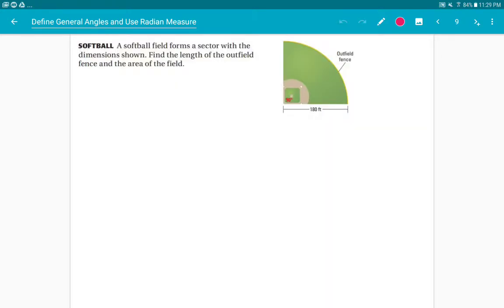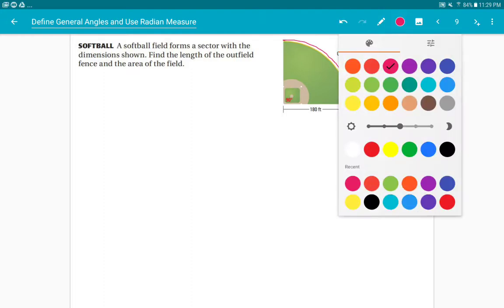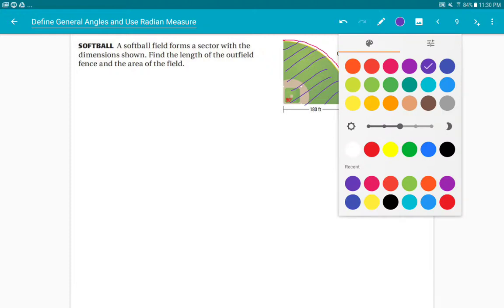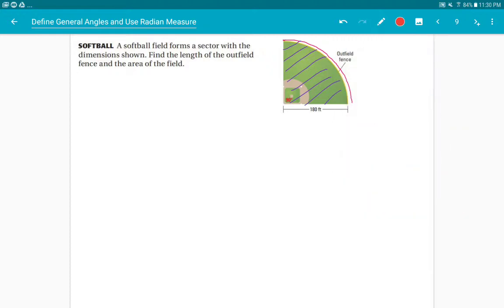Here we have a softball field that forms a sector with the dimensions shown. Find the length of the outfield fence. So we want to find the length of the outfield fence here. And then we want to find the area of the field, and the area of the field is going to be this entire sector. Okay, so we need to find both. The outfield fence is just going to be the arc length there.